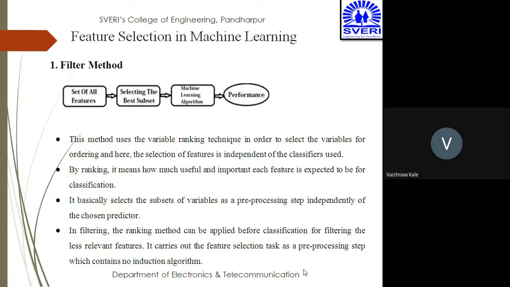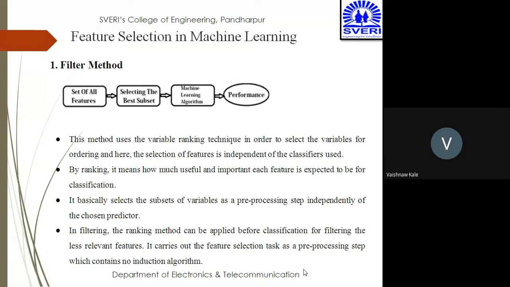By ranking, it means how much useful and important each feature is expected to be for classification. अब रैंकिंग मेथड जो लगाई है उन्होंने, रैंकिंग मेथड इसीलिए लगाई है फीचर्स के ऊपर, so that you can come to know how much important each feature is that will be acting for the classification. It basically selects a subset of variables as a pre-processing step independently of the chosen predictor. In filtering, the ranking method can be applied before classification for filtering out less relevant features. So ranking से आपका relevant feature मिलता है और as well as less relevant features मिलता है। तो ये feature selection के लिए बहुत काम में आता है.